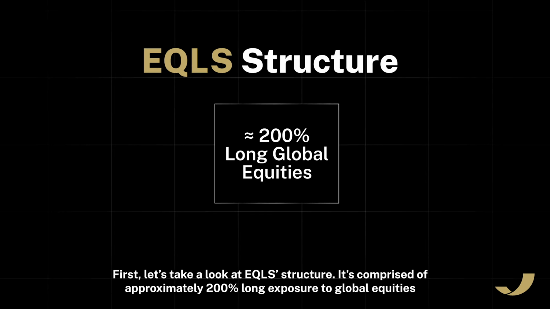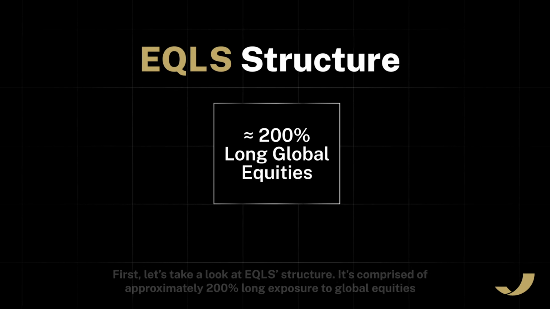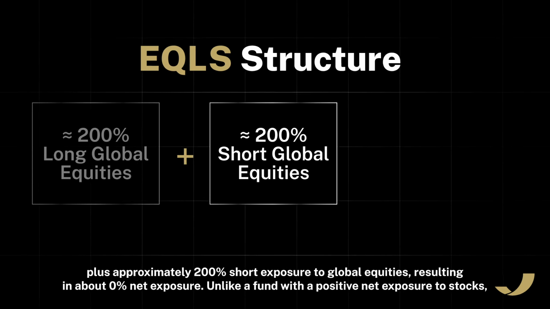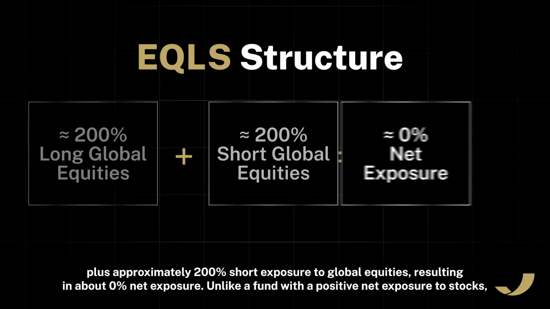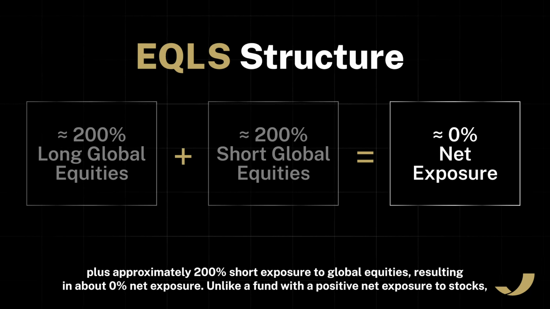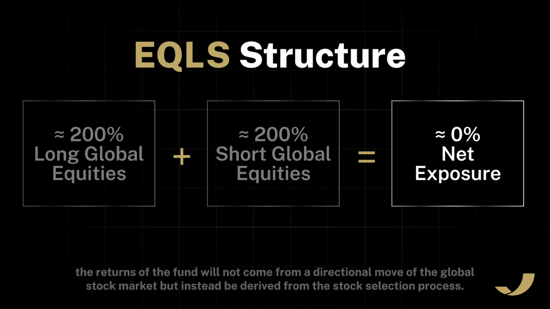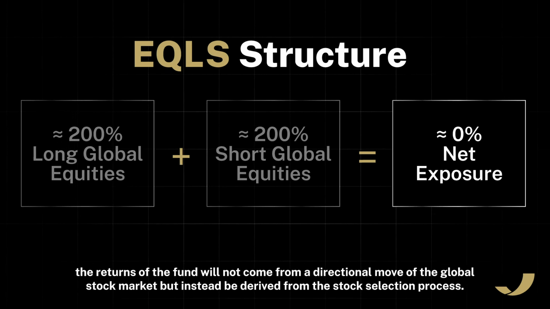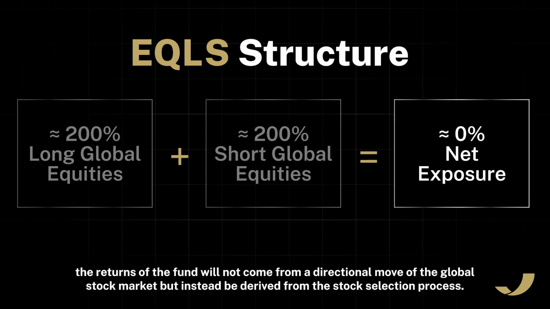It's comprised of approximately 200% long exposure to global equities, plus approximately 200% short exposure to global equities, resulting in about 0% net exposure. Unlike a fund with a positive net exposure to stocks, the returns of the fund will not come from a directional move of the global stock market, but instead be derived from the stock selection process.